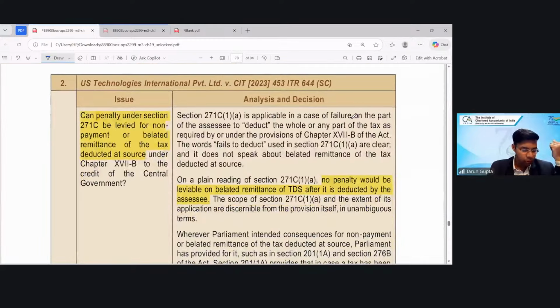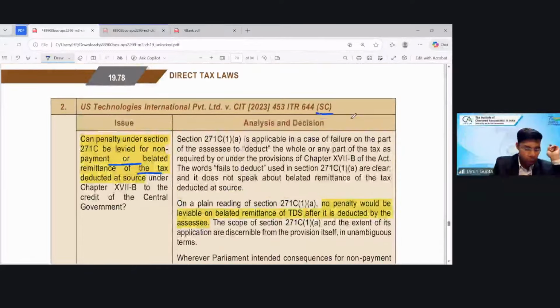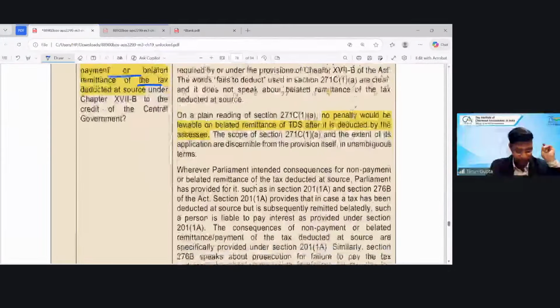Can penalty under Section 271C be levied for non-payment or belated remittance of TDS? So we discussed this. 271C is for non-deduction. Non-payment is relevant only for the fourth section referred therein; for all other sections, the penalty is relevant only for non-deduction. So for non-payment, there is a separate provision. There is prosecution and other things, but penalty under Section 271C cannot be levied for non-payment. A similar thing was held by the Supreme Court in the case of US Technologies.